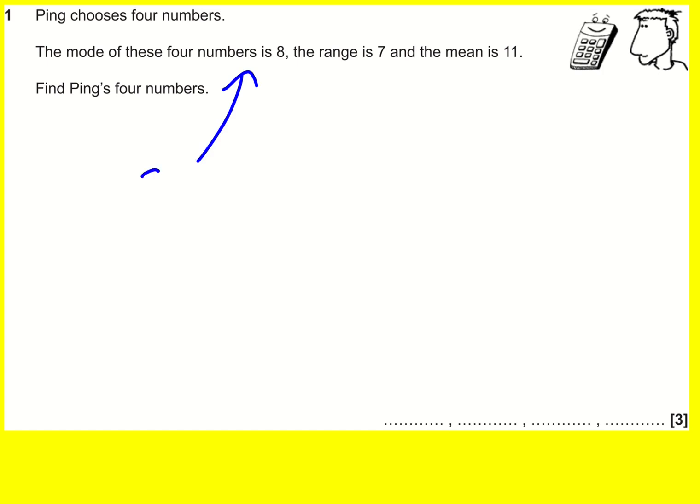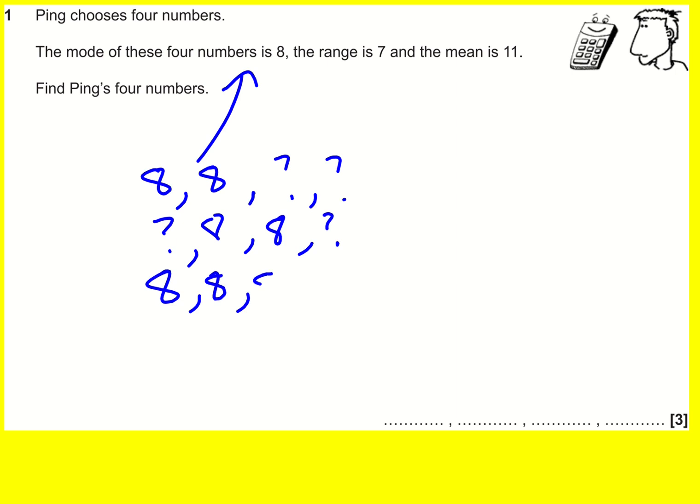So that's going to mean I either have 8 and 8 with some other numbers, at least one of which is going to have to be bigger than 8. I might instead have my number here and then 8, question mark, that's a possibility. Or maybe I could get 8, 8, 8, and then a question mark. So let me just run through this again.